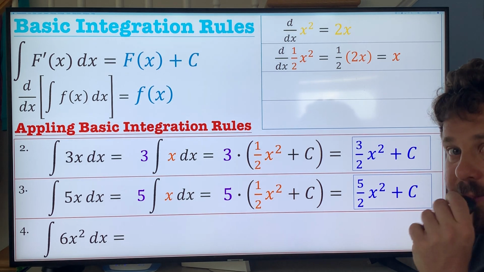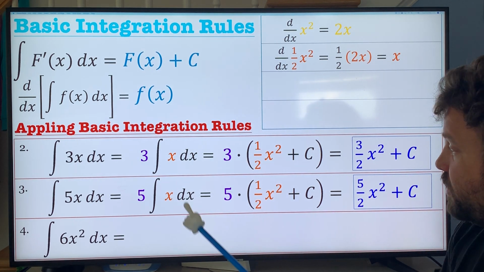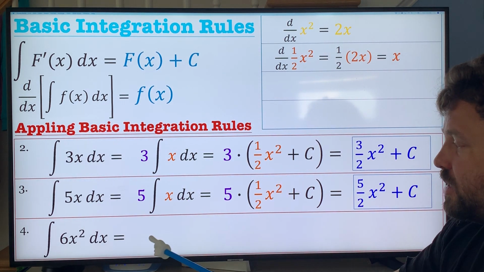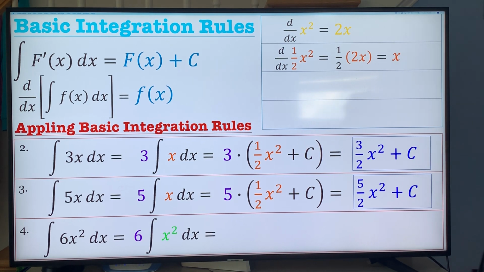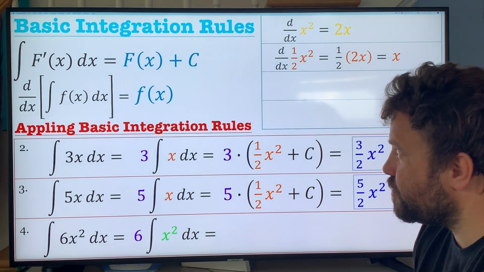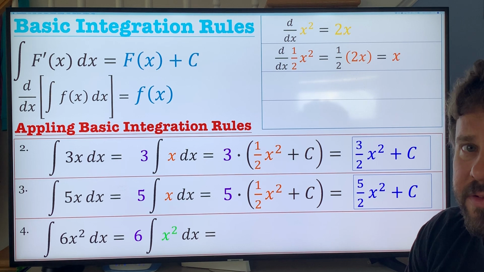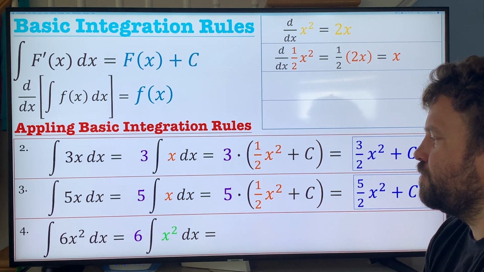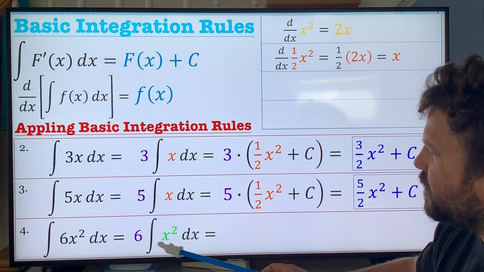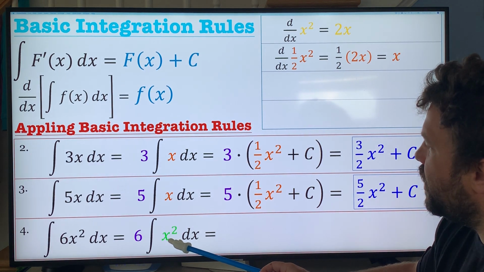6x squared dx. Go. It's a little different now. You're not going to have the integral of x. You're going to pull out the 6 and it's going to be 6 times the integral of x squared. You guys are going to come up with the formula after this too. All right, you got it? So, derivative of what gives you x squared?